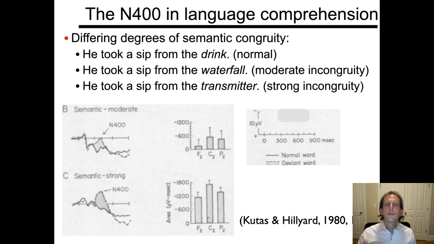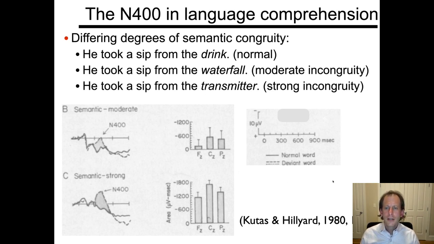First of all, let me give you 3 different versions of a sentence to see the minimal set that is being compared. So in the context, he took a sip from the, we would be comparing drink, which is a normal continuation, waterfall, which is somewhat incongruous. It's possible, but it's sort of a weird thing to imagine. And then something that's extremely hard to imagine, maybe not impossible, but extremely hard to imagine, transmitter. And so we have these 3 different versions.